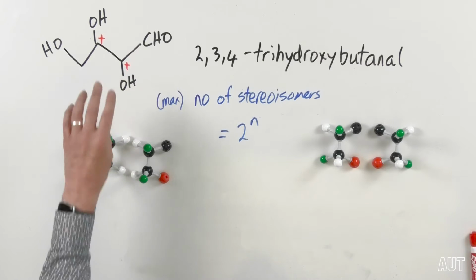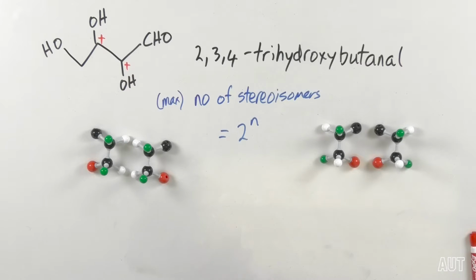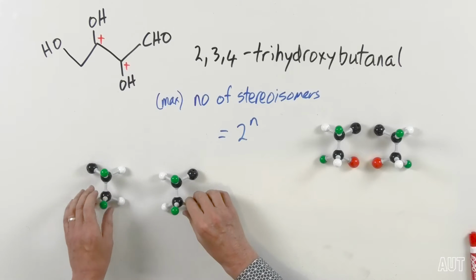In this case, our molecule has got 2 chiral centers, so 2 stereocenters, so therefore we would expect 4 stereoisomers. So let's see what these look like.